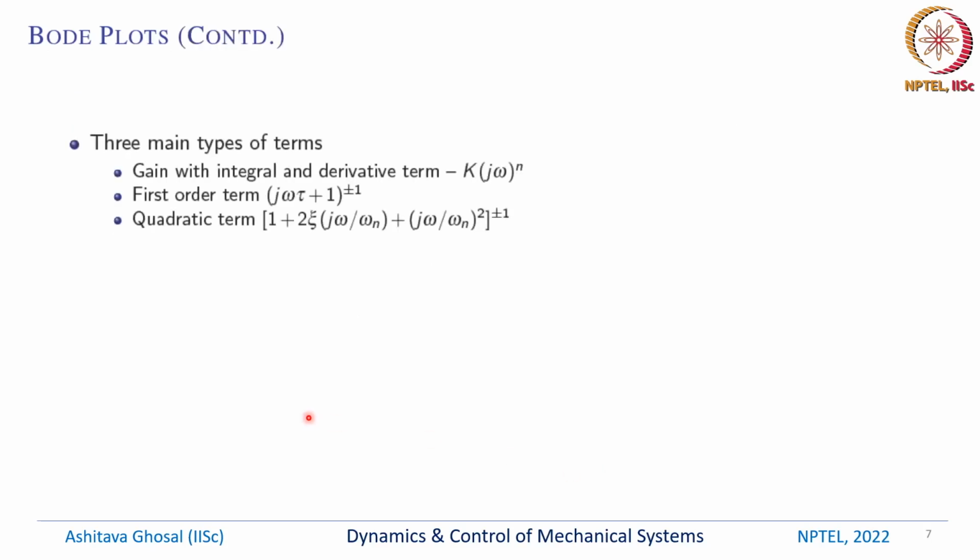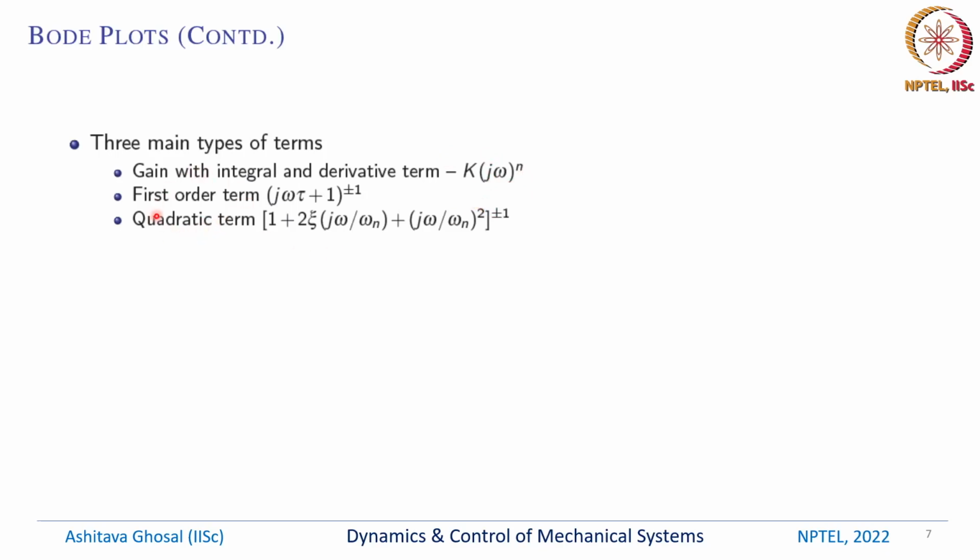There are three main types of terms in a Bode plot. The first one is gain with integral or derivative term. So we can have some constant K, and then we can have (j omega) to the power n. If n is negative, then it will be like K divided by s, so that is an integral term. If n is positive, then you have K into s. And if n is minus 1, then it is like K divided by s. If n is minus 2, then it is K divided by s squared. So this n and K will give you both derivative terms and integral terms.